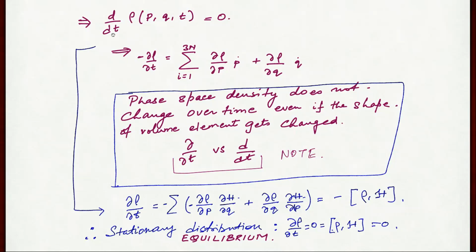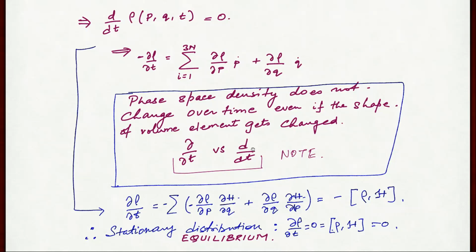So this implies the explicit dependence of rho. Suppose you're sitting at a certain point of time and you're looking at how rho is changing for the same coordinates. And at that point, of course, systems which were at a different point have come in, right? So remember, we are really discussing that phase space density does not change over time, even if the shape of the volume gets changed. And note the difference between del/del t and d/dt.